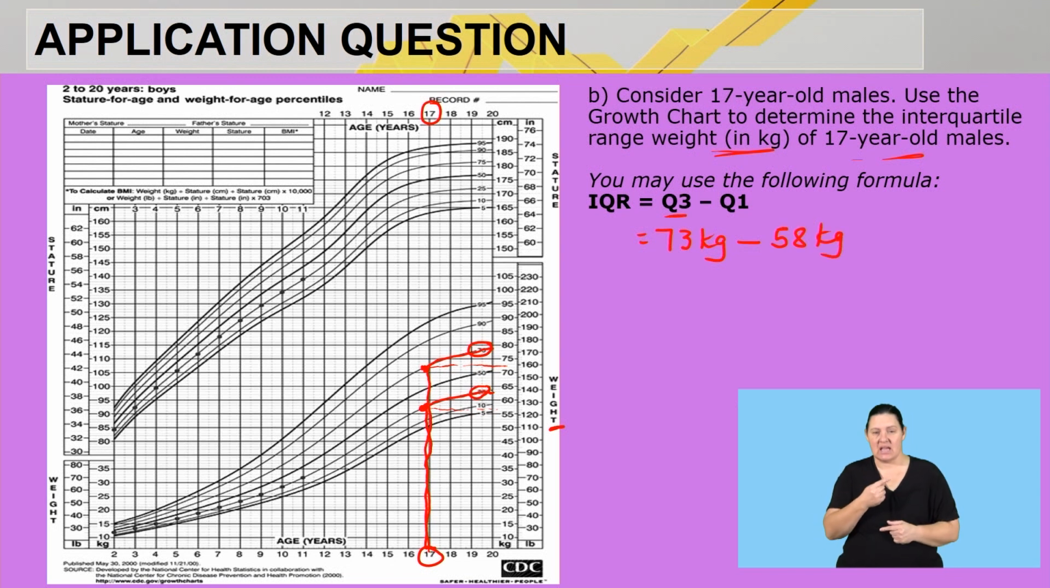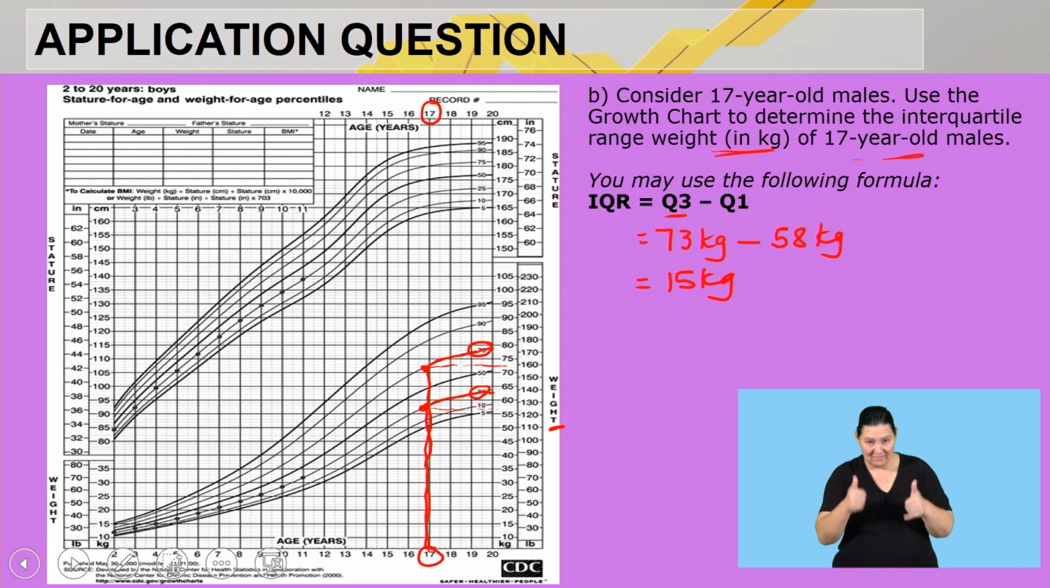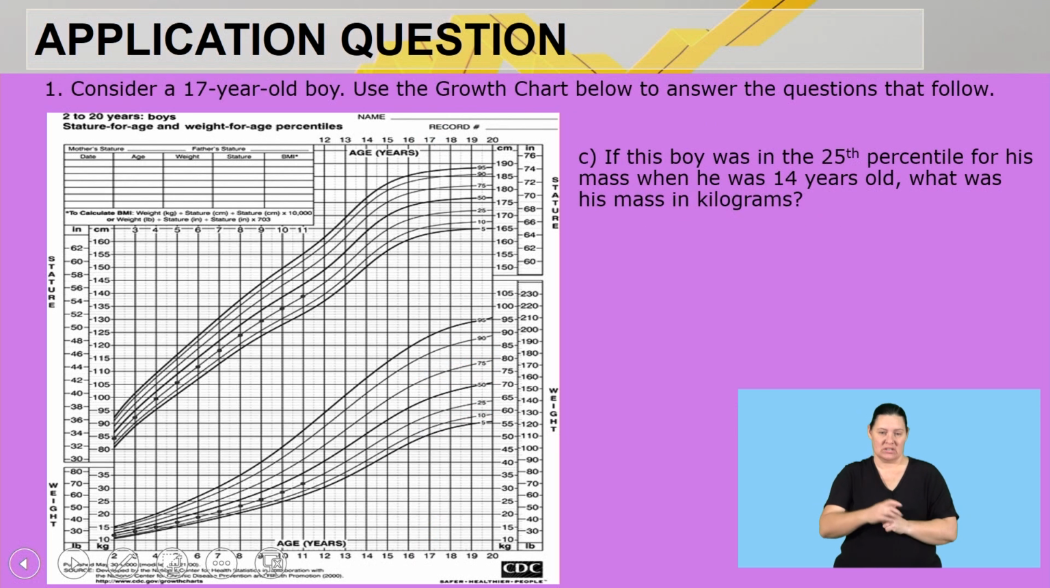Can we say that's more or less around about 58 kilograms? So now I'm going to say 73 minus 58. That will give us an answer of 15 kilograms. So the interquartile range weight in kilograms of 17-year-old males equals 15 kilograms. Guys, I hope that is clear to you. All right, let's look at another question.